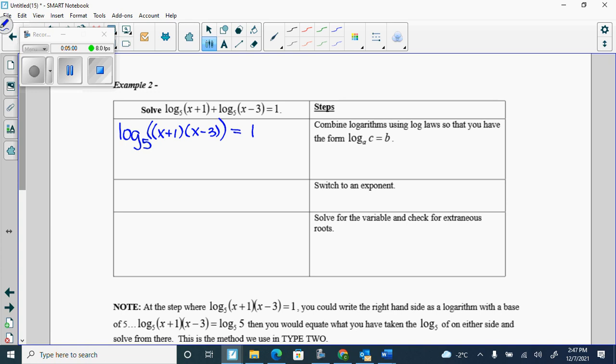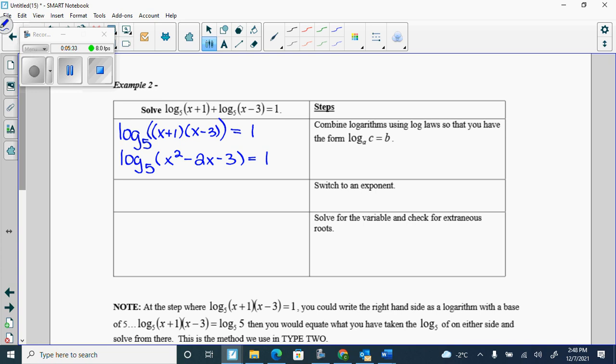What can I do in that bracket? I can FOIL. So I can go log base 5 of x squared minus 3x plus 1x is minus 2x minus 3 equals 1. We'll talk about the restrictions for a quadratic one tomorrow. I'm not overwhelming you. We're just halting on that. There are restrictions on this. We will deal with them tomorrow, okay? All right. What do we do next?